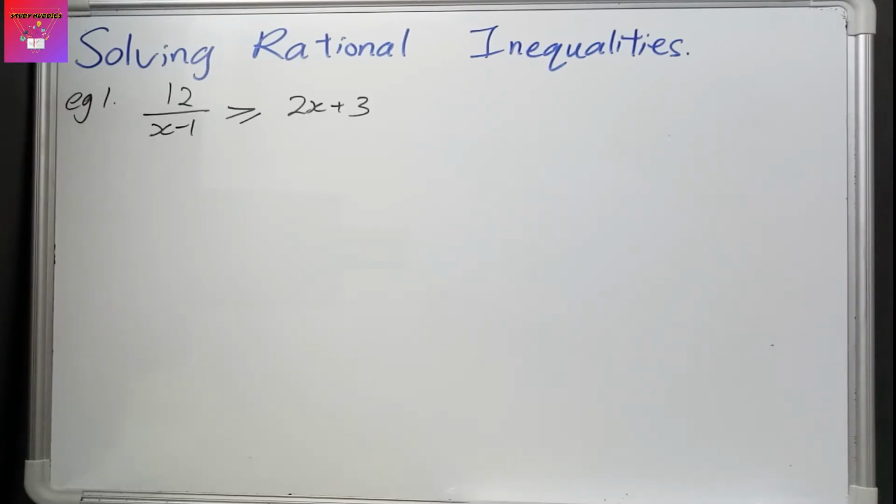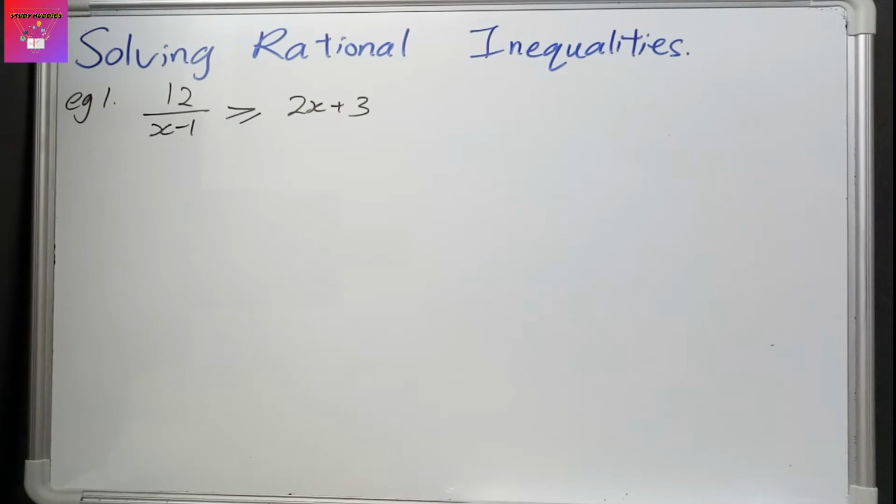In rational inequalities, there's only one way which is highly recommended, which is the table method. For quadratic inequalities just now, I mentioned that you can choose any one of them, but for rational inequalities, you have to use the table method only, which is the safest method. So let's move to our first example.